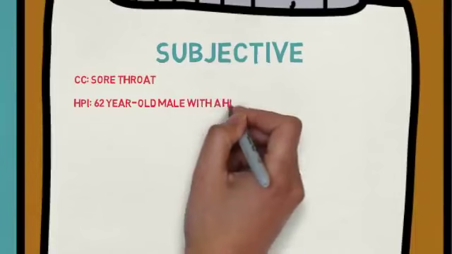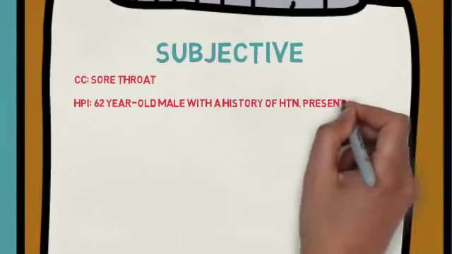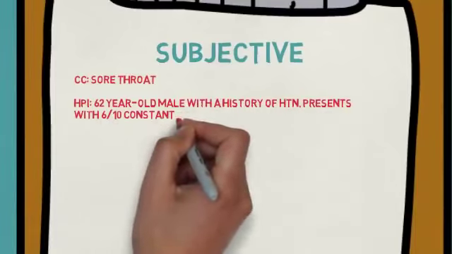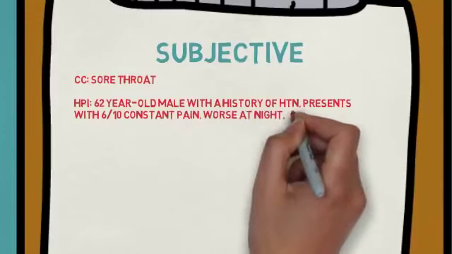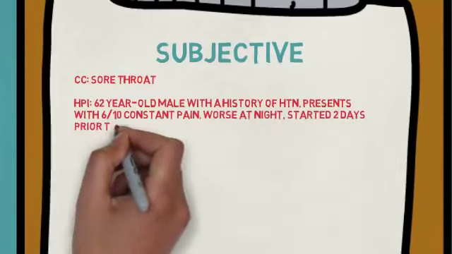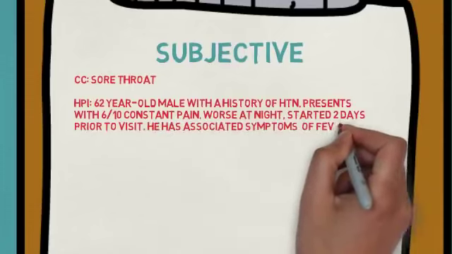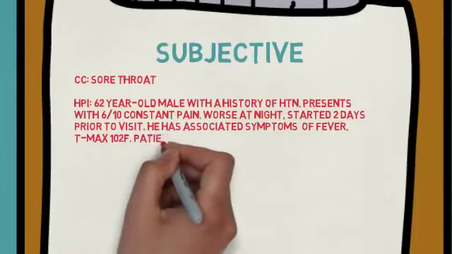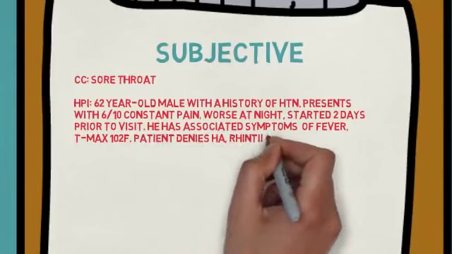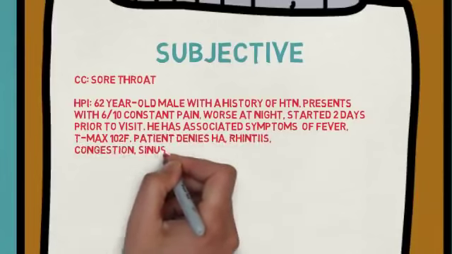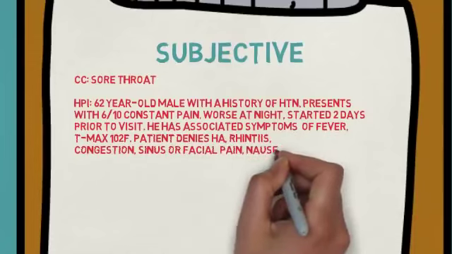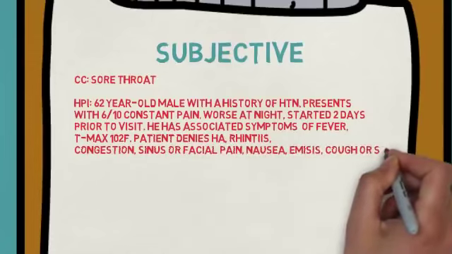The history of present illness, or the story of the chief complaint, is going to start with, he is a 62-year-old male with a history of hypertension, and he presents today with 6 out of 10 constant pain, worse at night, started 2 days prior to the visit. He has associated symptoms of fever, Tmax of 102. He denies headache, rhinitis, congestion, sinus or facial pain, nausea, emesis, cough, or shortness of breath.